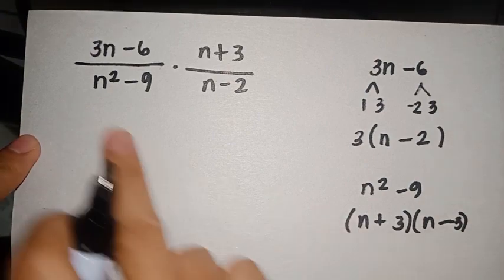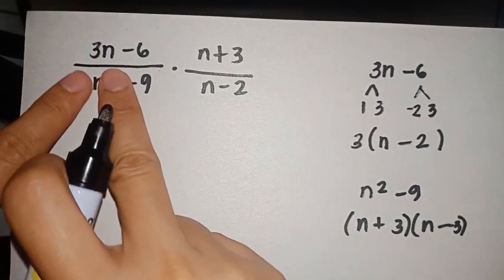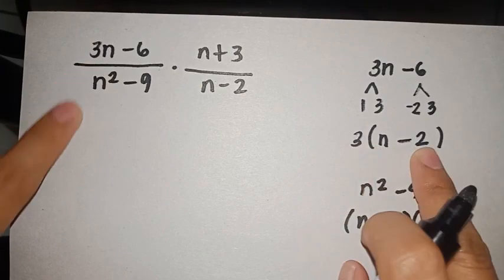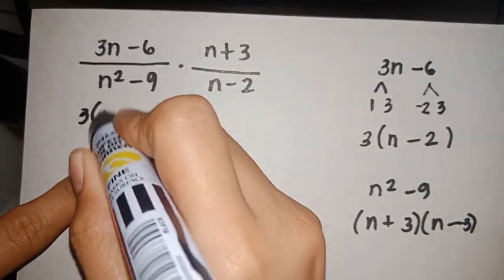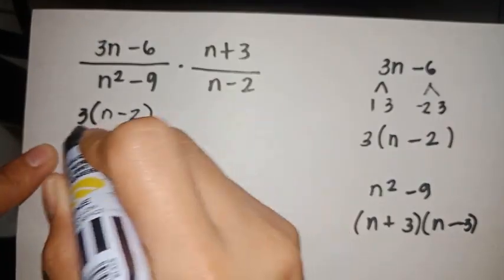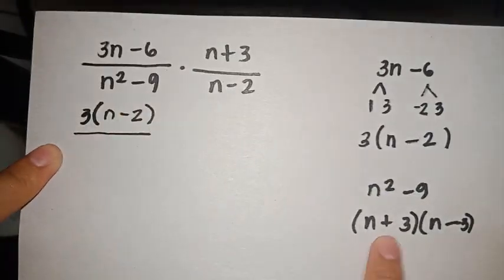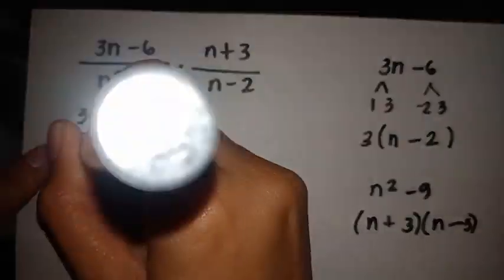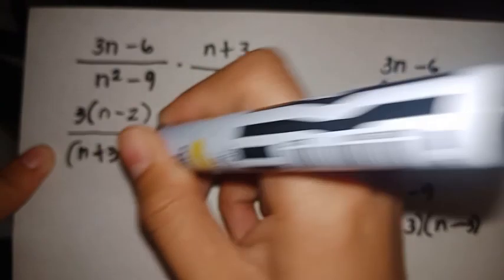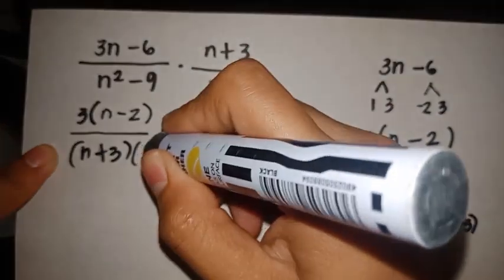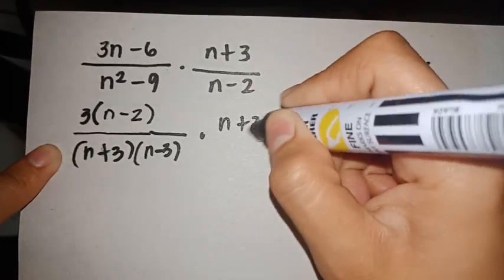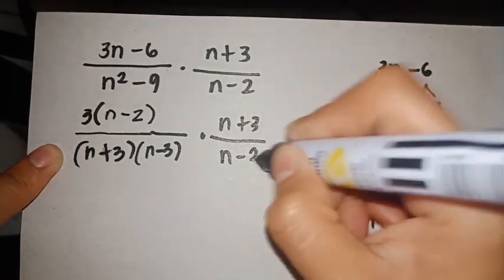Okay. So let's rewrite that down. 3n minus 6 is the same with this one. So we have 3 times n minus 2 all over n squared minus 9 is this one, n plus 3 times n minus 3 times n plus 3 all over n minus 2.